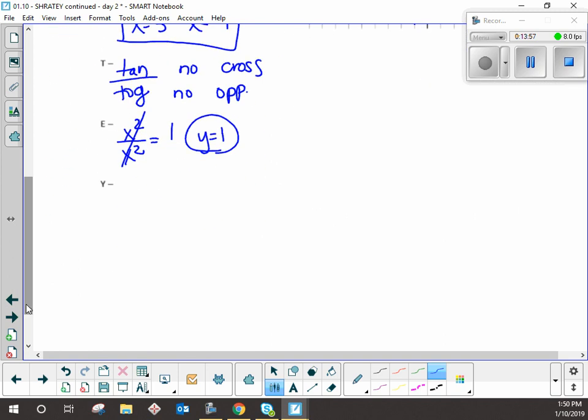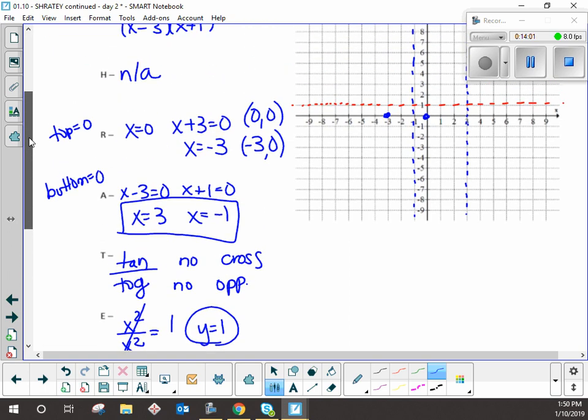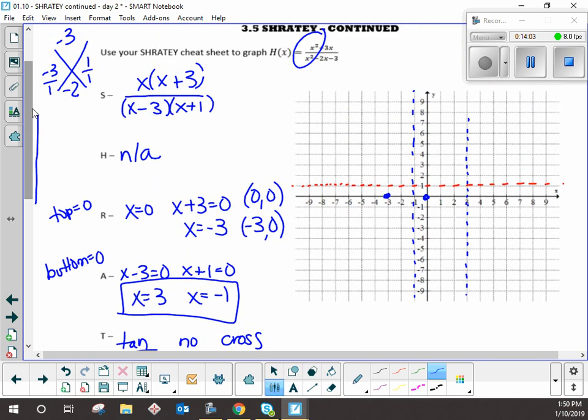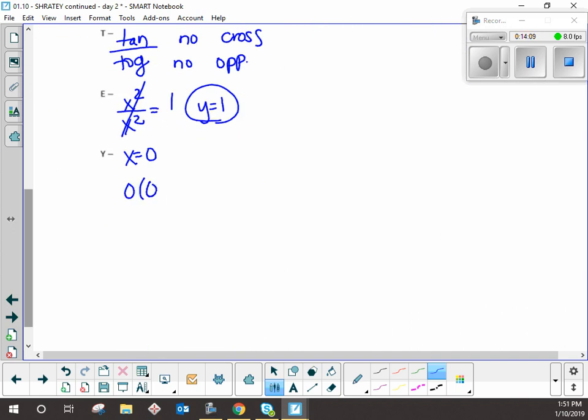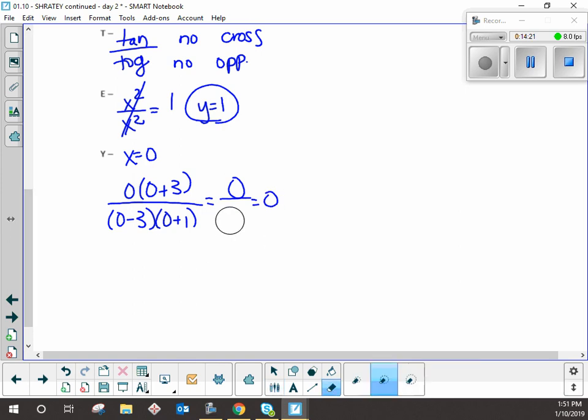And then y is where you let x equal 0. You plug it in to either the factored form or the original, whichever you like. If you did it in factored form, it would look like this. I plug 0 in for the x's. I get 0 over 0. It's just 0. Actually, I get not 0 over 0 because you can't divide by 0. 0 over -3 times 1 over -3 is just 0.